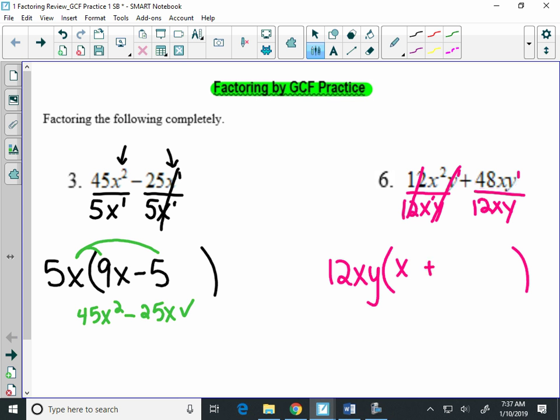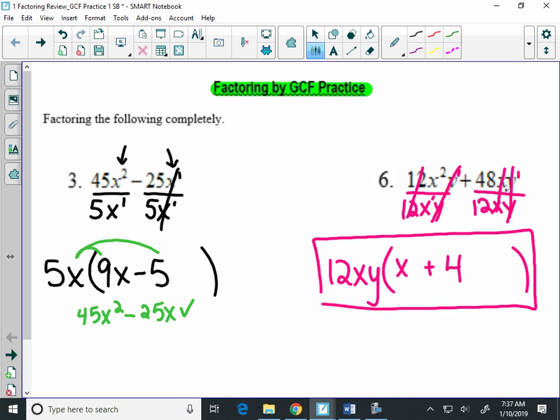Plus 48 divided by 12, that's 4. X divided by x, those cancel. Y divided by y cancels off. So that's actually your entire factored form. 12xy times x plus 4.